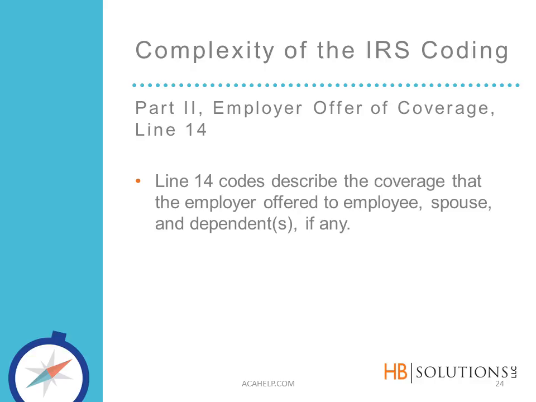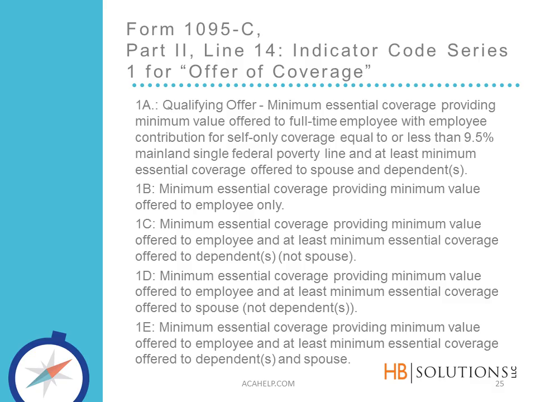So we'll start with line 14. Again, this line provides information regarding the specific type of coverage offered, if any, to the employee, the employee's spouse, and the employee's dependents. So for each employee who receives a 1095-C, a code must be entered for each calendar month in line 14. And if the same code applies for all 12 months, you can use the all 12 months box. And as I mentioned earlier, the instructions give us 9 distinct indicator codes for line 14. And the next 2 slides contain the language used in the instructions to explain each code. I won't go through each one in detail, but I do want to comment on a few of them.